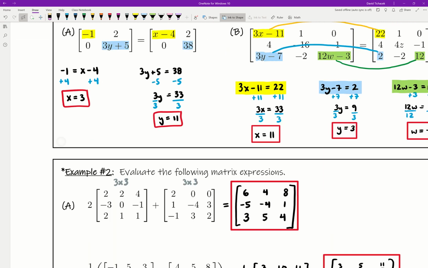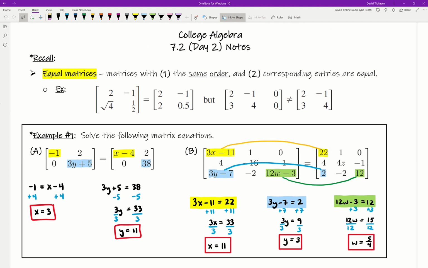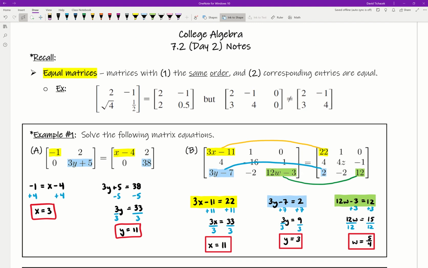Okay, so just a couple of different things here in this video as far as reviewing different matrix operations, how to solve matrix equations, and then also how to take a look at some word problems that may involve matrices.